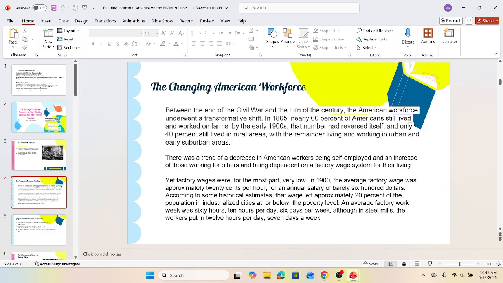You would have families where multiple children would perhaps have to go to work in the factory rather than finishing their education, because one wage and sometimes even two wages was not enough to live off of, especially if you were raising a family.